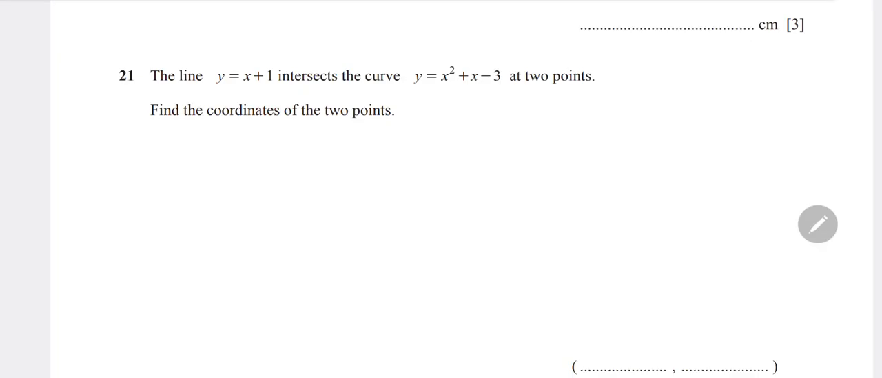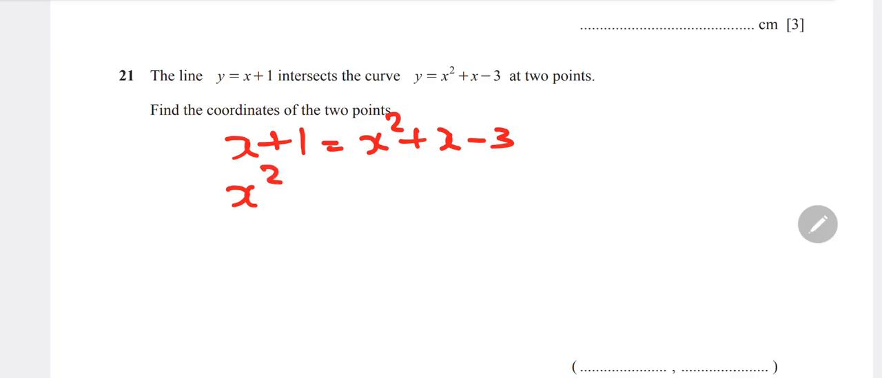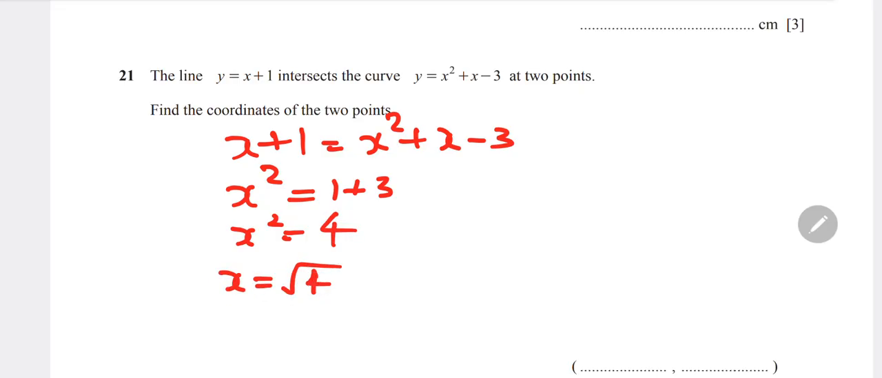So if the curve is intersected by this line, it means that the line must satisfy the curve. If we let y equal to x plus 1 is equal to x square plus x minus 3. Now shift it all to one side, so x square, x cancels, minus 3 goes to that side, so it becomes 1 plus 3. So x square is 4. On taking the square root, x is under root 4. X has two values, x is equal to 2 or minus 2.